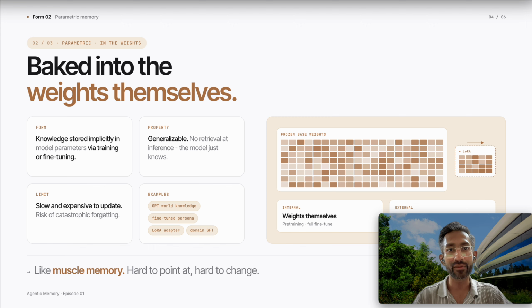One of the concrete examples is when you ask ChatGPT what the capital of France is, it doesn't retrieve anything. It just knows. That's parametric memory from pre-training. When you fine tune a model to always respond in a specific persona, that's parametric memory being written. One of the key trade-offs here is it's implicit and deeply generalizable. The model can reason fluidly without lookup, but it's slow and expensive to update, and you risk catastrophic forgetting of old knowledge when you write new knowledge in.